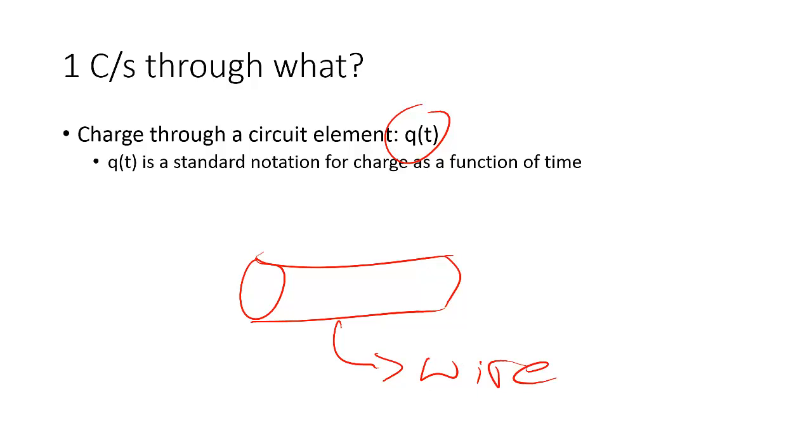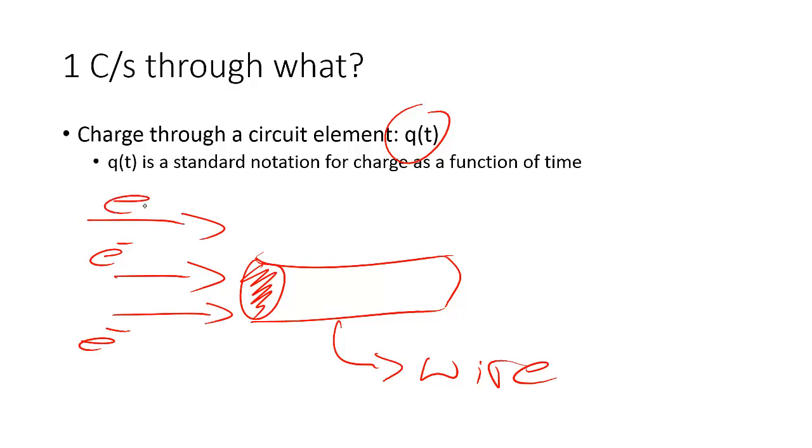And now when we say that 1 coulomb per second is flowing through it, what we mean, take a look at the face here of this wire. So this is the face of the wire, and we mean that electrons are flowing through. So a common thing is just to say e with a negative.